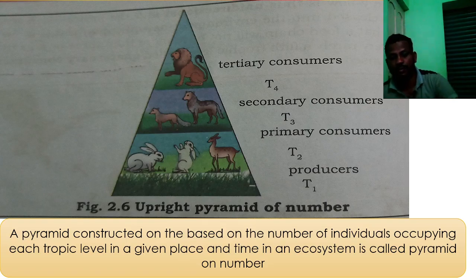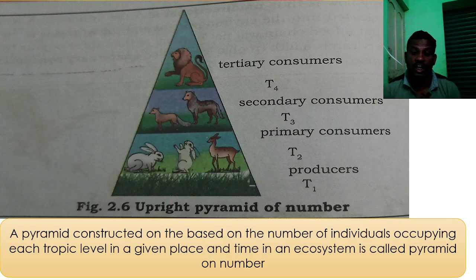In the upright pyramid, T1 is known as the producer, that is, the green plants. T2 is known as the primary consumer, where we see rabbits, goats, deer. In the secondary consumer, we see the fox, and in the tertiary consumer, we see the lion, tiger, etc. This is the upright pyramid.